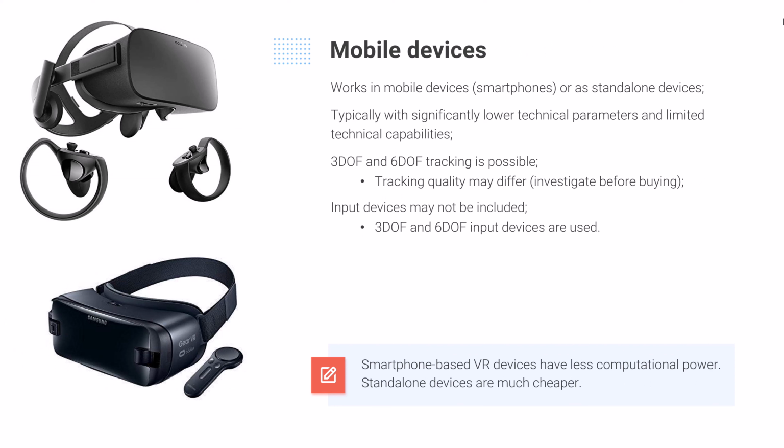The first real mobile virtual reality was introduced by Samsung company, which released the Samsung Gear VR device. The smartphone served as a computing device and a screen, while the Gear VR device provided rotation tracking capabilities. Later the two devices merged into one. Computing, visualization, and tracking capabilities were integrated into one device. Typically, such VR devices have significantly lower technical parameters and limited technical capabilities. They cannot recreate such realistic scenes as PC-based virtual reality. On the other hand, it is easy to use and transport them.